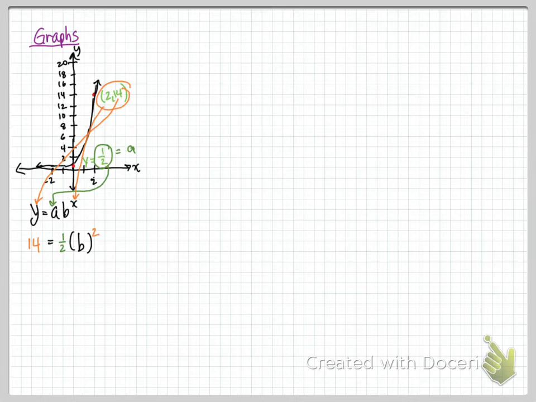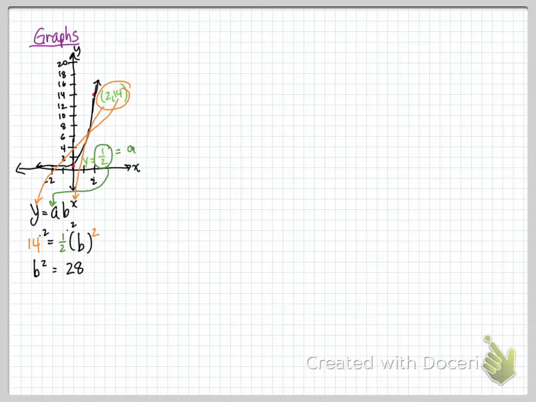Then we're going to multiply both sides by 2, and I'm going to use my symmetric property, and we're going to get b squared equals 28. So here's what we're going to do. If we don't get a number that's a perfect square, we are going to estimate.